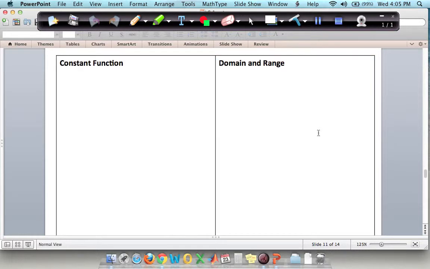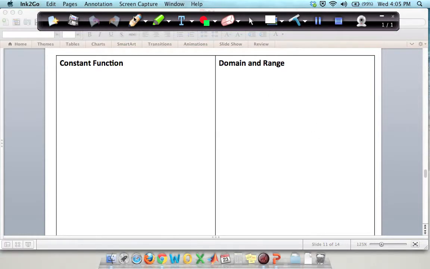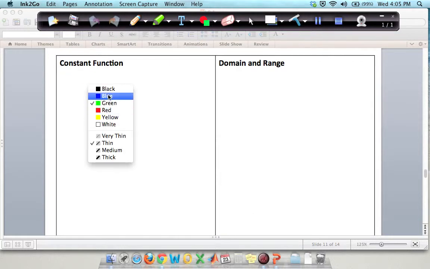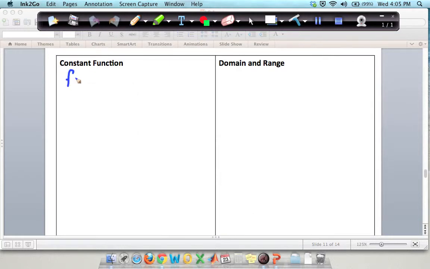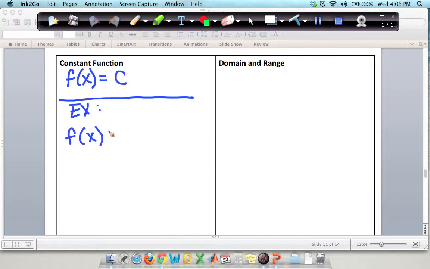Okay, now a constant function would be, let's change this color, f of x equals c. So some number, c stands for some number. And an example of this is f of x equals 3. This is just like when we graphed y equals 3, chapter 3. These are horizontal lines, and these are functions.